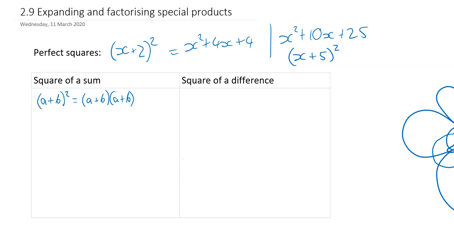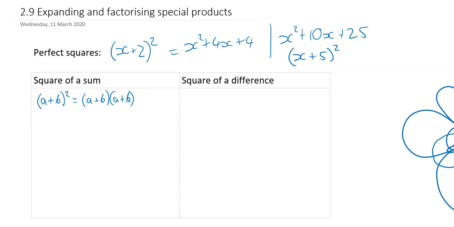Question, Josh? No, that wouldn't be the same thing. Are you saying, like, as in this could be equal to a squared plus b squared? No. And I'm going to show why they're not the same thing.